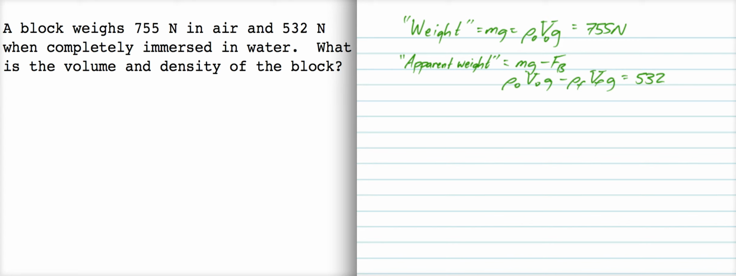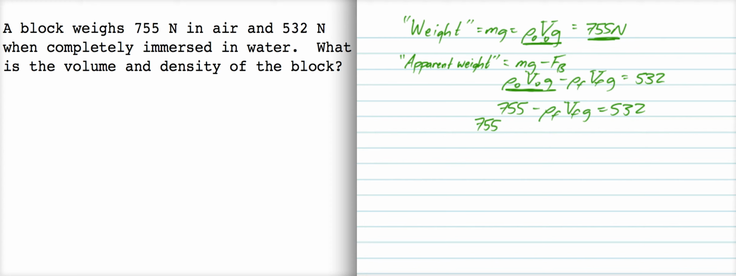Okay, so what I'm going to do is take 755 and substitute it in right here for rho, the density of the object times the volume of the object times g. So 755 minus the density of the fluid times the volume of the displaced fluid times g is equal to 532. Now I'm going to make another substitution, well, actually I don't have to make another substitution right now. I'm just going to write down what I know here.